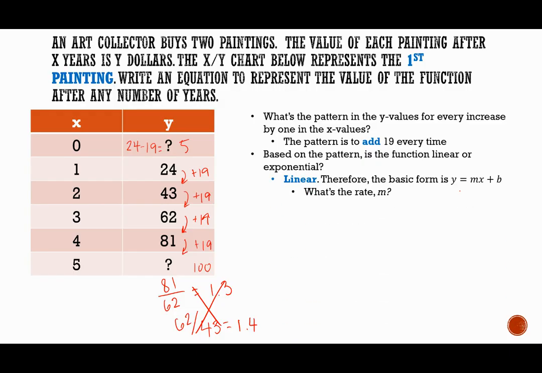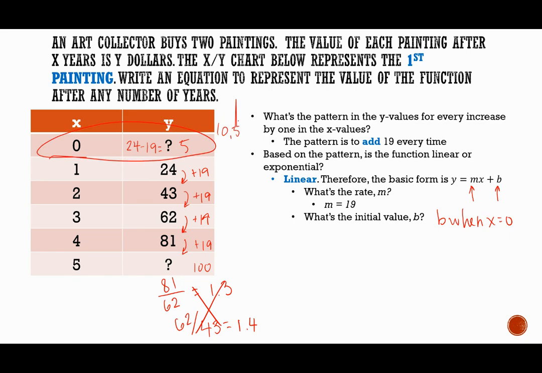So I'm working with y equals mx plus b, and I need to figure out m and b. I've already determined m, it's 19. What is my initial value b? b is when x equals 0. So where does x equal 0? This ordered pair, 0, 5. So that means my y-intercept, b, is 5.